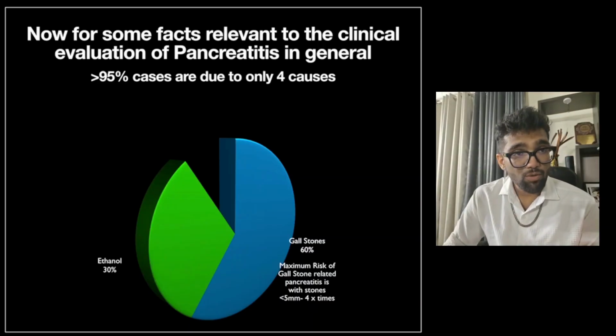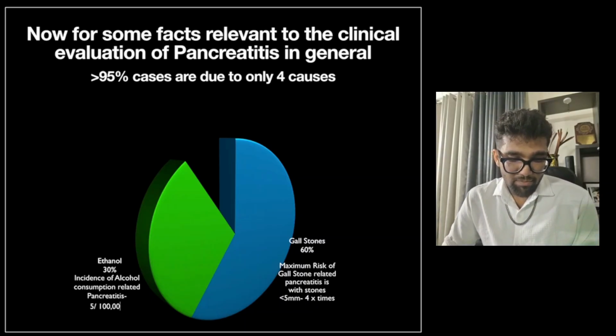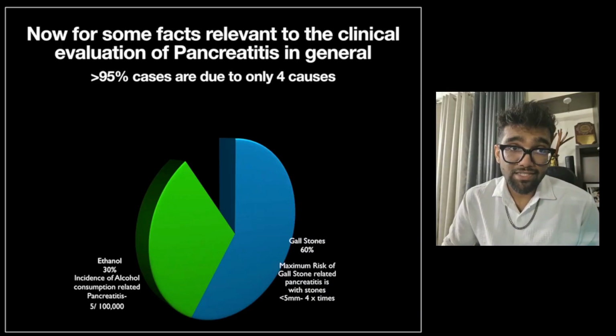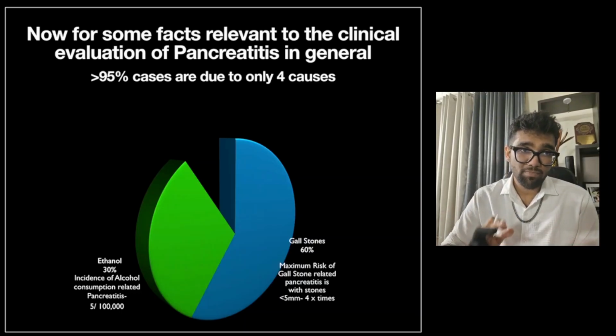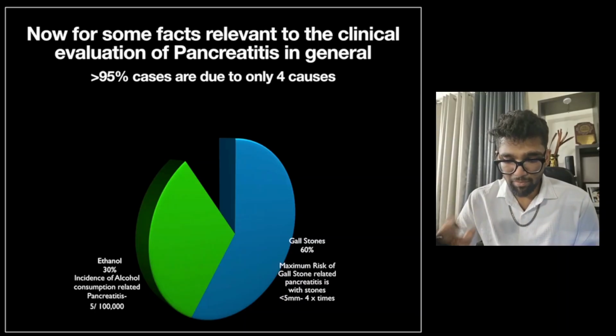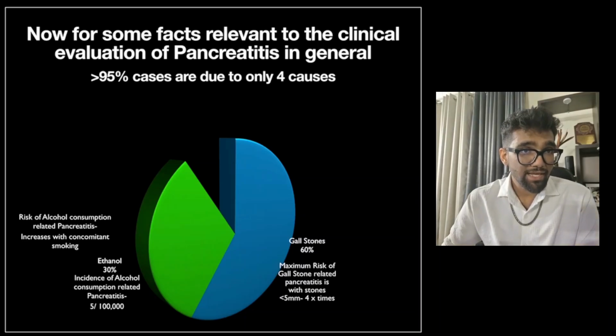The second most common cause is alcohol, that is ethanol use. The incidence of alcohol consumption related pancreatitis is about 5 per 1 lakh population, and at least some older data suggests that there is a dose dependent relationship with smoking in patients who are taking alcohol. Okay, there is no per se dose dependent relationship with alcohol like you have in, say, cirrhosis. However, the acute amount of alcohol ingested, that is the particular binge, may be related to the likelihood of developing pancreatitis.